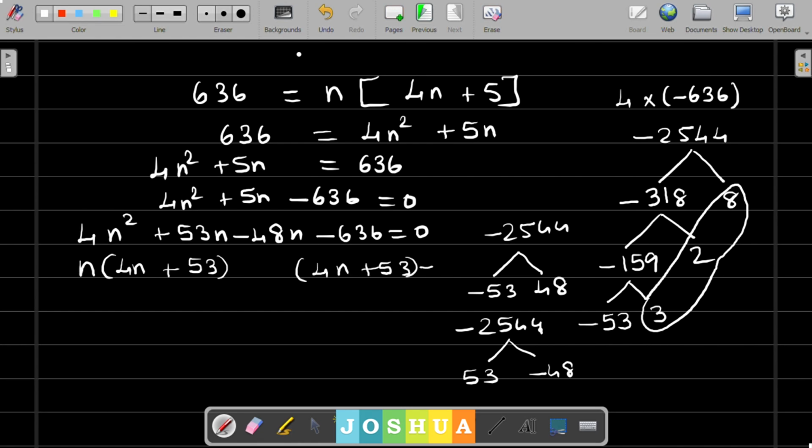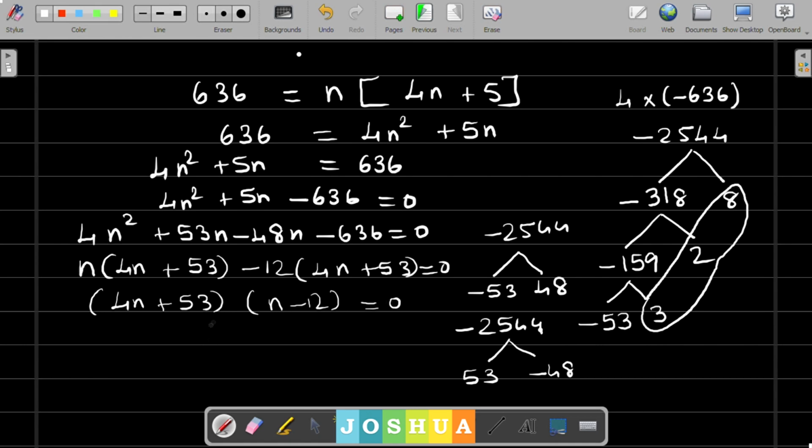Now I have to find the relation between the last two terms of the previous step and this 4n plus 53. What is the relation between minus 48n and 4n? It is minus 12. So minus 12 into 4n is minus 48n. Same minus 12 into plus 53 will give minus 636. So you multiply and find this. Now we have two terms. One is 4n plus 53, another term is n minus 12, equal to 0.